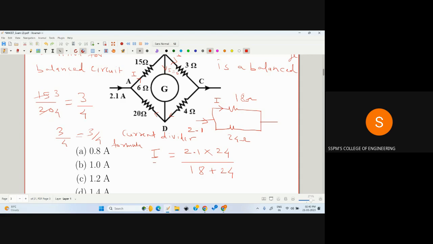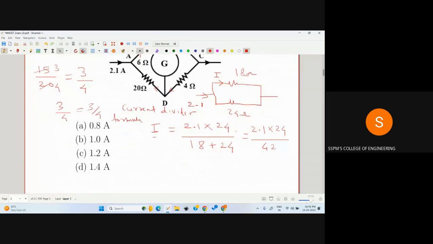And the opposite resistor to 18 ohm is 24 ohm, divided by the sum of resistances which are connected in parallel, 18 plus 24. Now you solve this example. 2.1 into 24 divided by 24 plus 18. It becomes 42. Isn't it? And simplify, you solve this sum. 2.1 into 24 divided by 42.